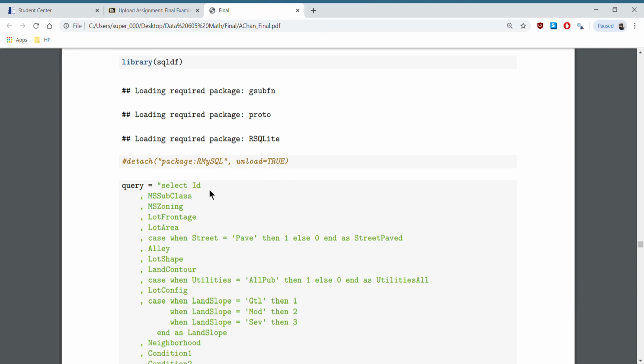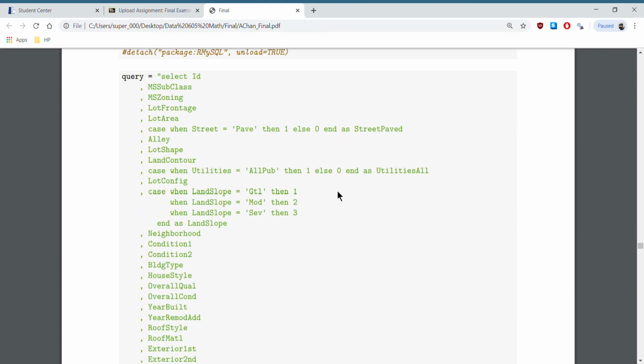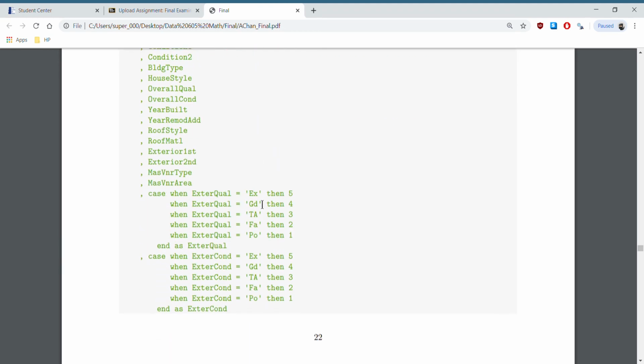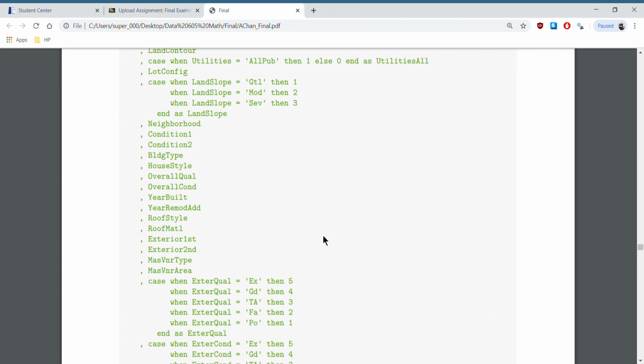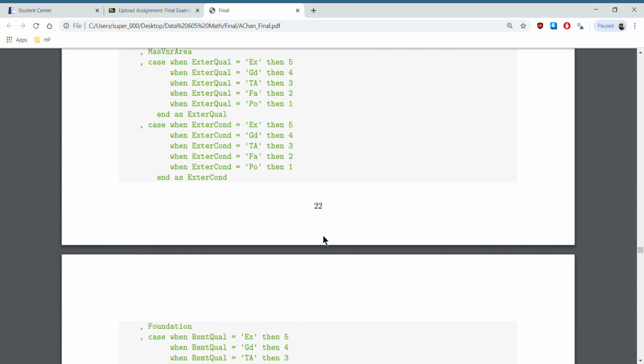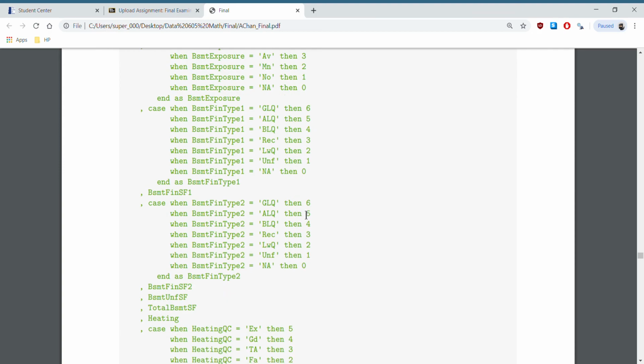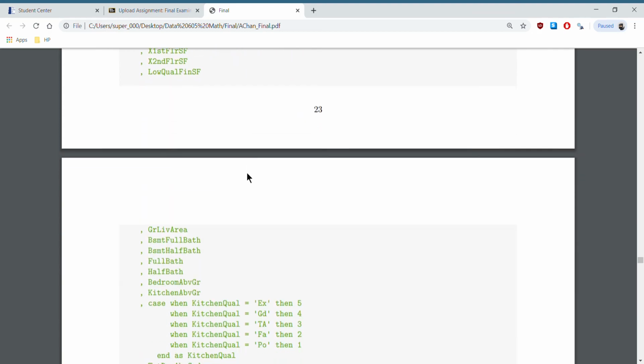So right now I made a nice little SQL query that helps me clean the data, where some of these ordinal variables I set to 1, 2, and 3. There are qualities like excellent, good, and average, and I set them to 5, 4, 3, 2, 1, so that when I put them through the linear model, it's able to recognize that it's ordinal and treat them numerically instead of as categorical variables. So I did that for all of the ordinal variables.